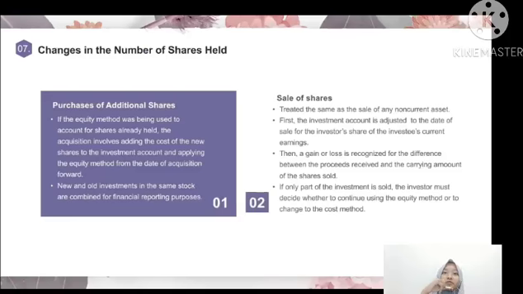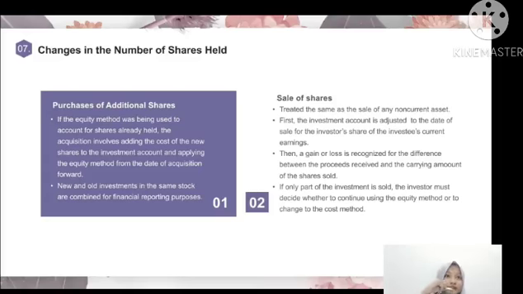And then we move to changes in number of shares held. It is different between purchase and sales. We will explain about purchase of additional shares first. If the equity method was being used to account for shares already held, the acquisition involves adding the cost of the new shares to the investment account and applying the equity method from the date of acquisition forward. And then, new and old investment in the same stock are combined for financial reporting purposes.